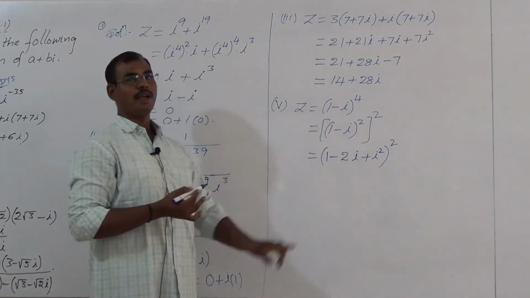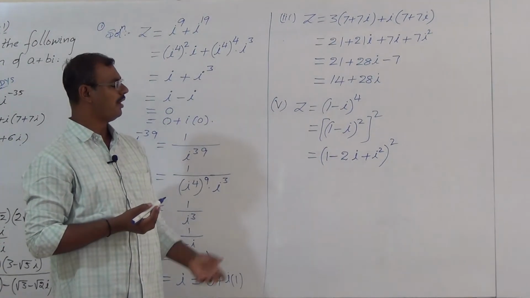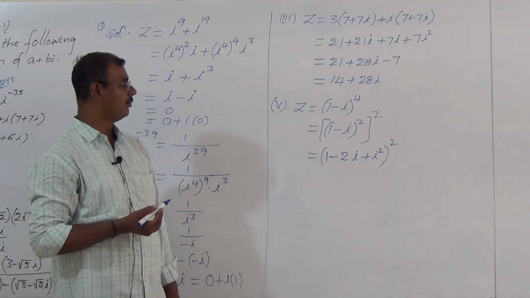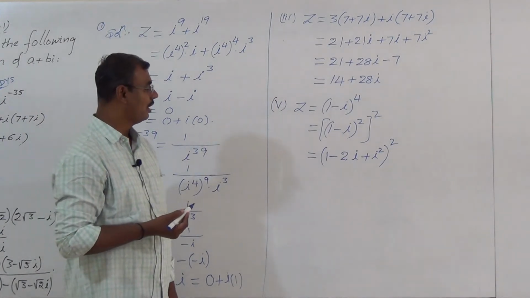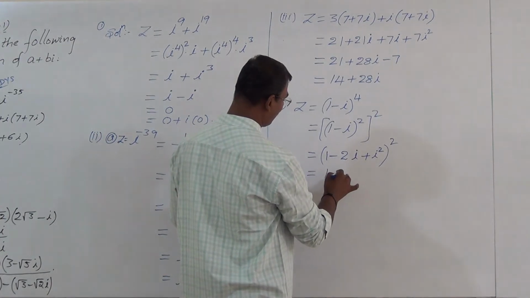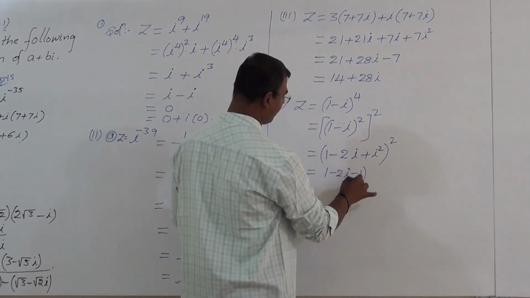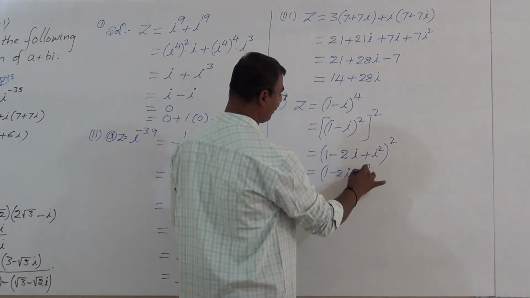Using (a minus b) whole square. So we studied this formula. Everywhere it is applicable, the (a minus b) whole square formula. Now simplify. It is equal to 1 minus 2 iota, this is minus 1, whole square.